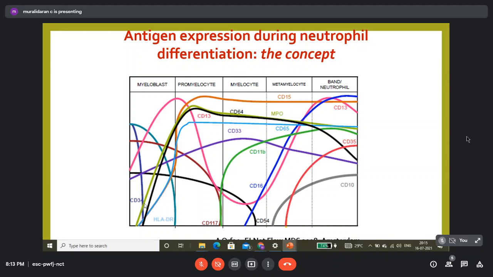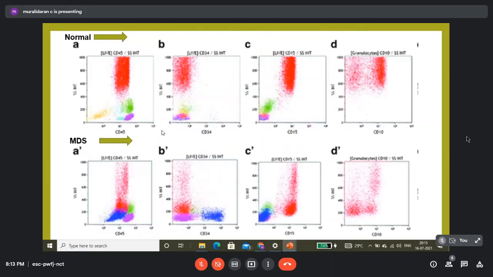So this is one of the commonest markers that should be present only at the blast region. It should be absent from the other lines. So different patterns will be present at different stages. If you find anything abnormal in these patterns, you can diagnose antigenic expression abnormalities in neutrophils in MDS. So in the first picture we can see the normal maturation pattern of a given case.